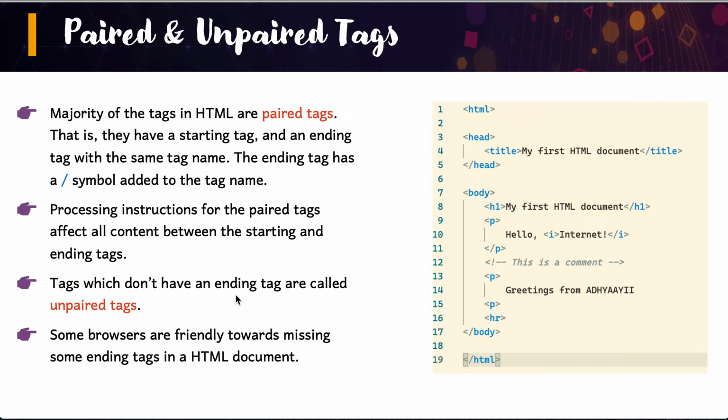Now, some browsers are friendly towards missing ending tags in an HTML document. For example, you see the beginning HTML tag is line number 1, and the ending HTML tag is line number 19. If you want a proper, fully conformant HTML document, both line number 1 and line number 19 are necessary in the HTML document.